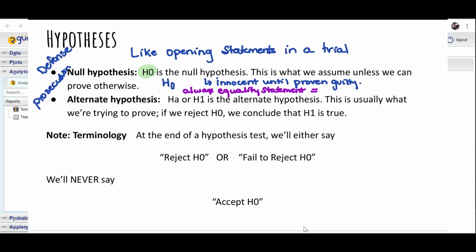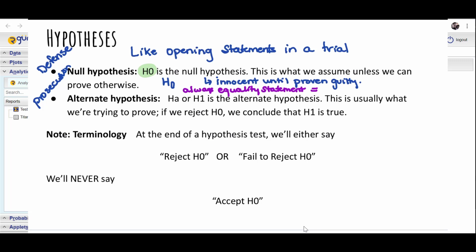Now, the alternate statement, again, that is a statement similar to what the prosecution would state. Now, the prosecution says that the defendant has committed a crime. So what they're saying is that the null statement is not true, and they offer an alternative to the null statement because they believe that the null statement is not true. And so they are going to say that it's not equal, it's an inequality instead. It's either less than, greater than, or not equal to.